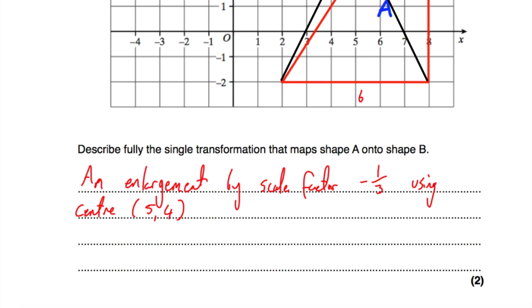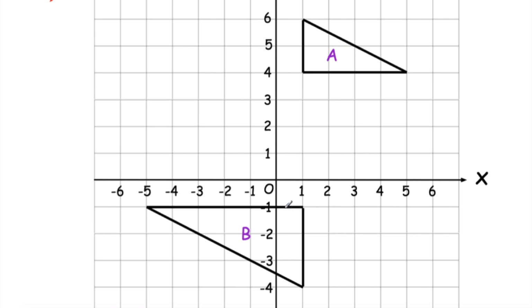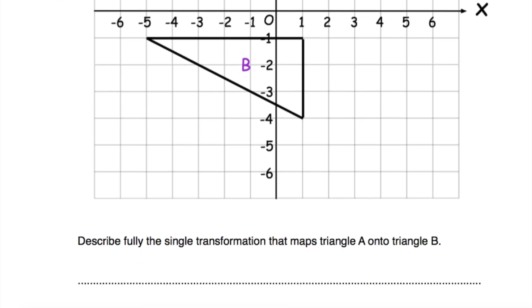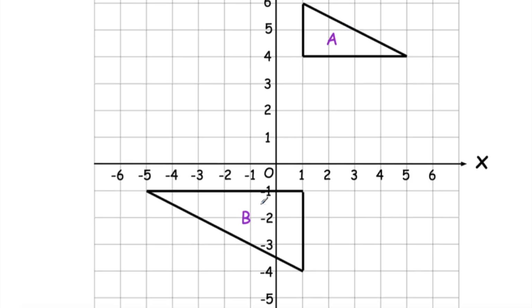Okay, let's have a look at one last question, question number 12. Okay, so question number 12, we've got this grid and we've got two triangles, A and B. And the question says, describe fully the single transformation that maps A onto B. So what transformation takes A onto B?